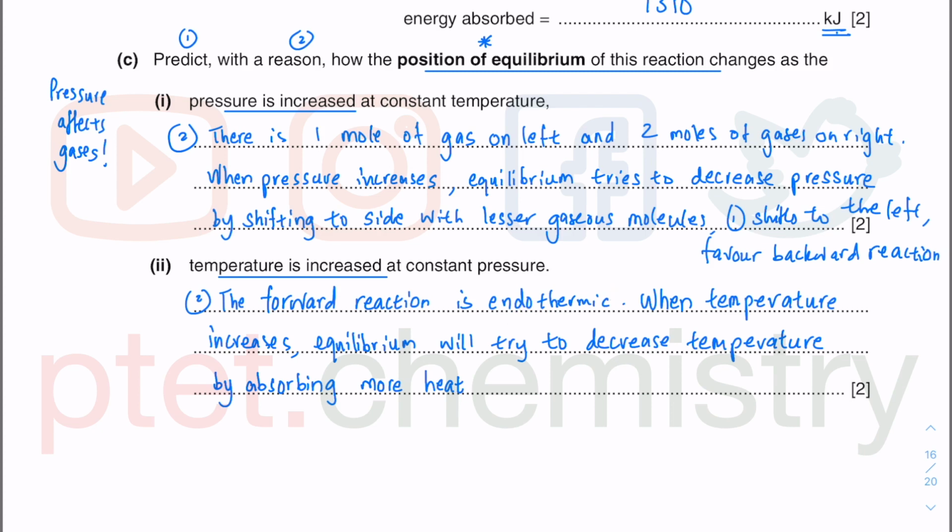When you absorb more heat, therefore, we can say equilibrium will shift to the right-hand side because your reactants absorb more heat to form more products. When you shift to the right-hand side, you will favor the forward reaction. So favoring the forward reaction, or equilibrium shifting to the right-hand side, is basically stating what happened to the position of equilibrium. But in both cases, whether it was pressure or temperature changes, I always like to explain first before I state what happened to the equilibrium position. Always been a habit of mine.